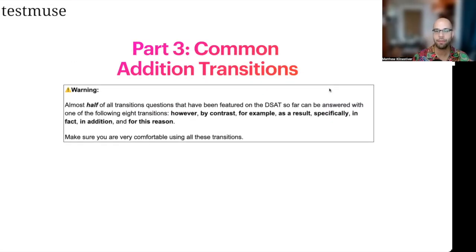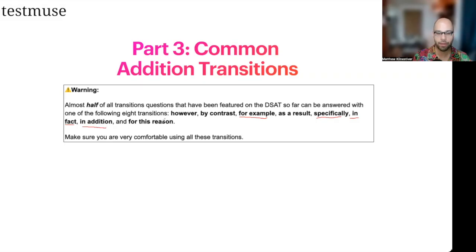So first of all, I want to give you guys a warning, which is that I looked at every transition question on the released DSAT tests, and about half of them can be answered with one of 8 transitions. So we've got however, by contrast, for example, as a result, specifically, in fact, in addition, and for this reason. And interestingly enough, a lot of these are addition transitions. For example belongs to the addition category, as do specifically, in fact, and in addition.